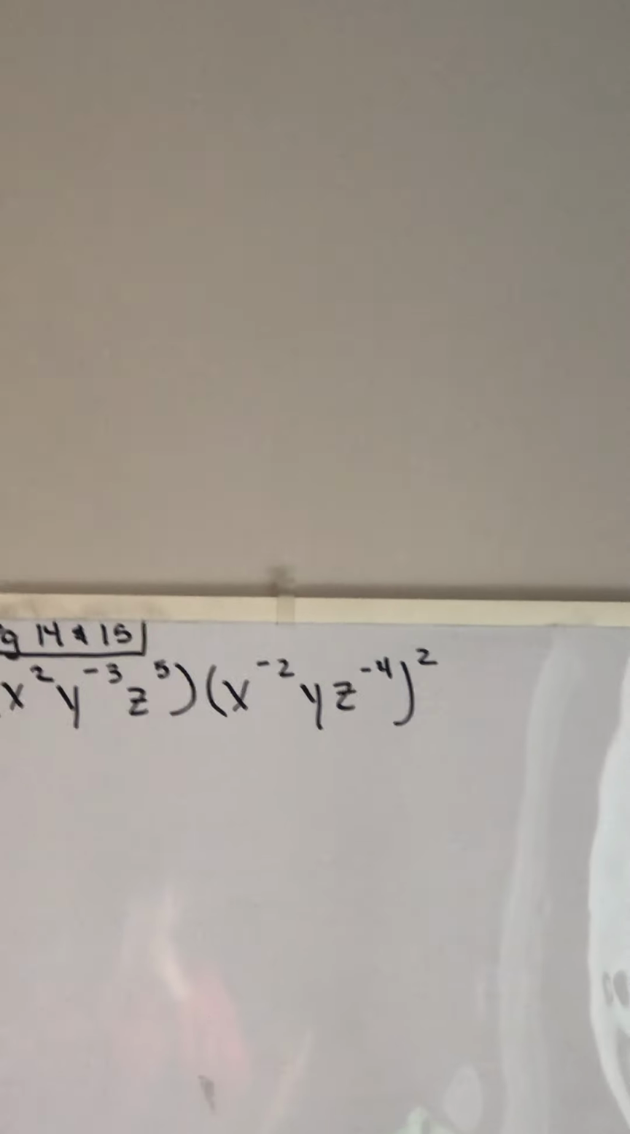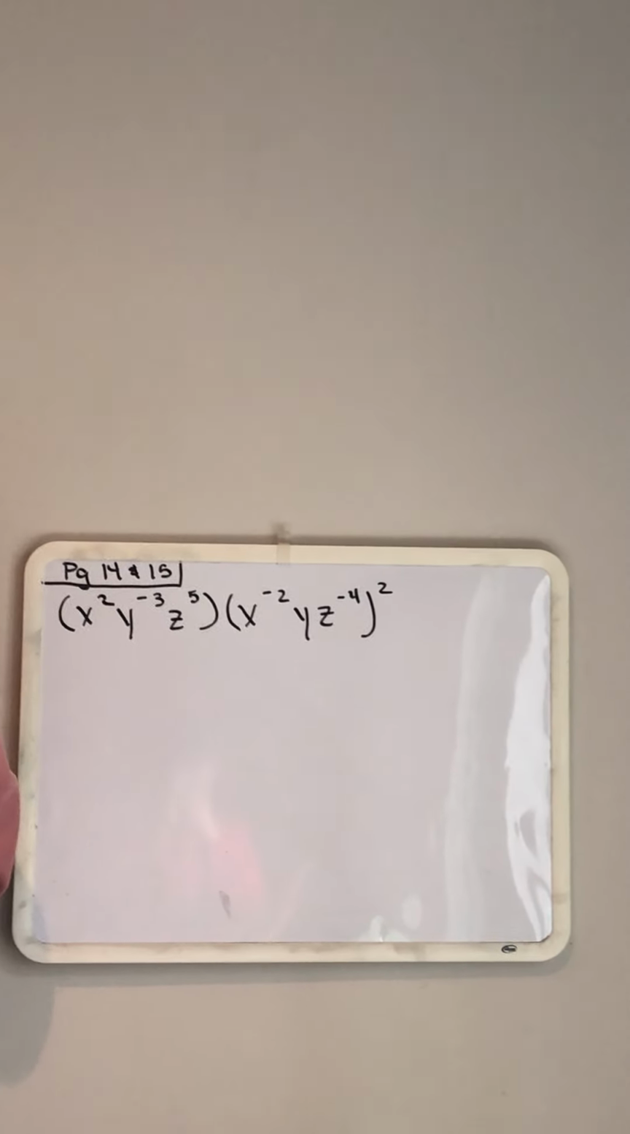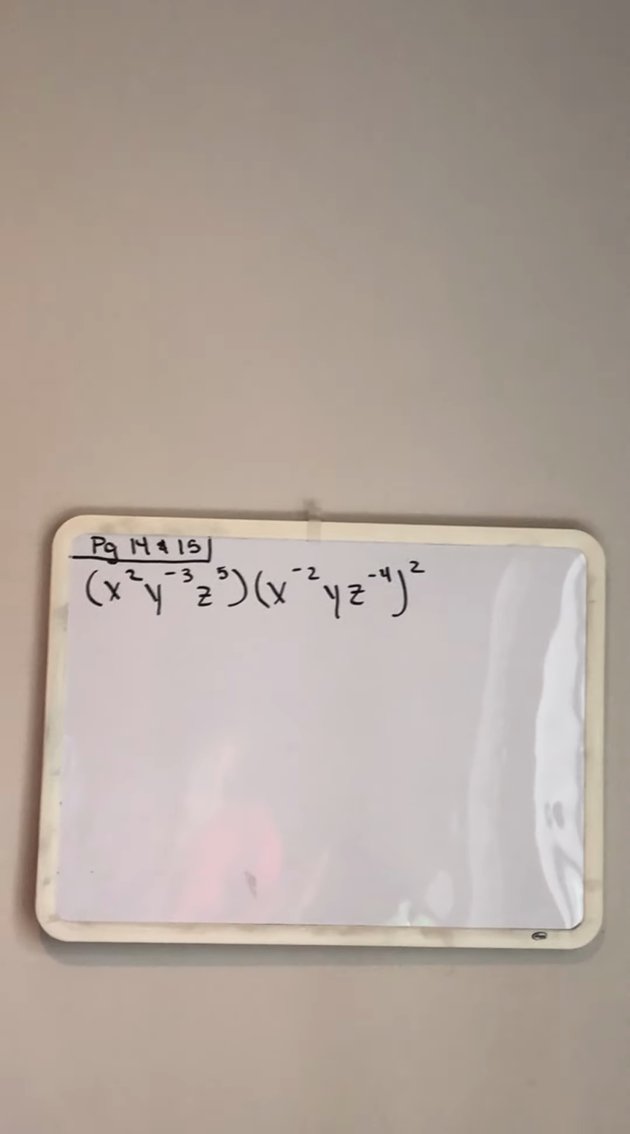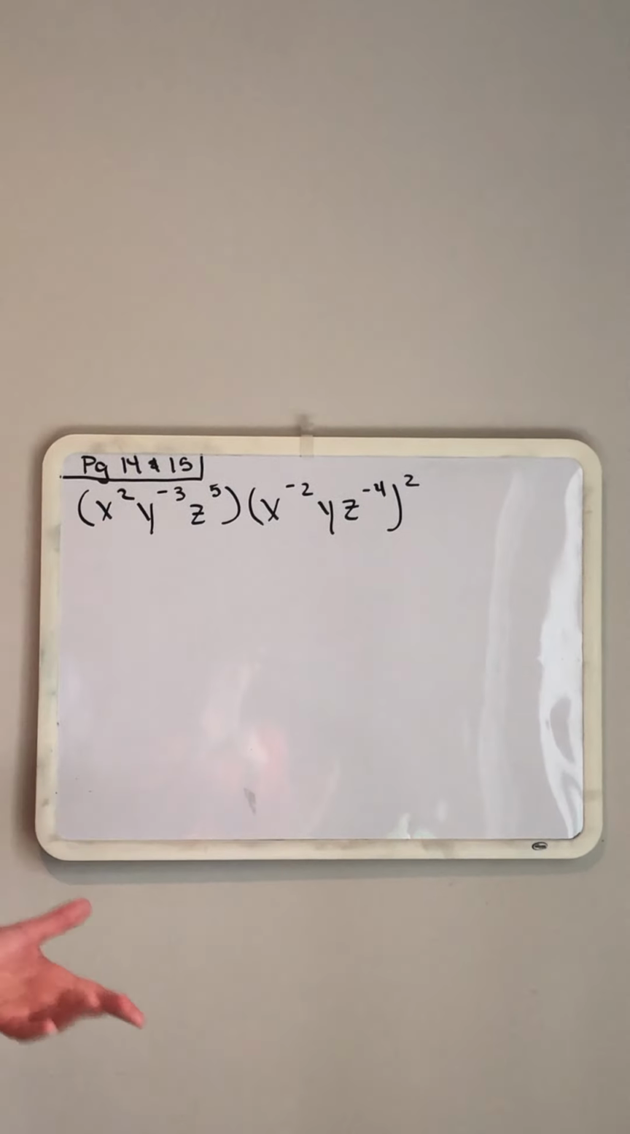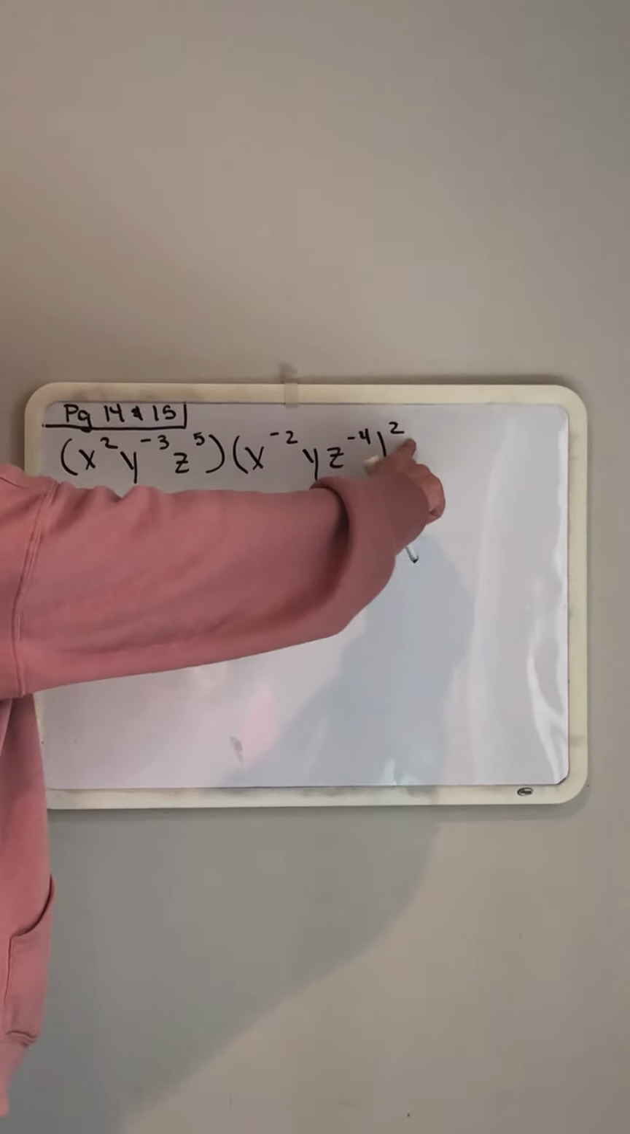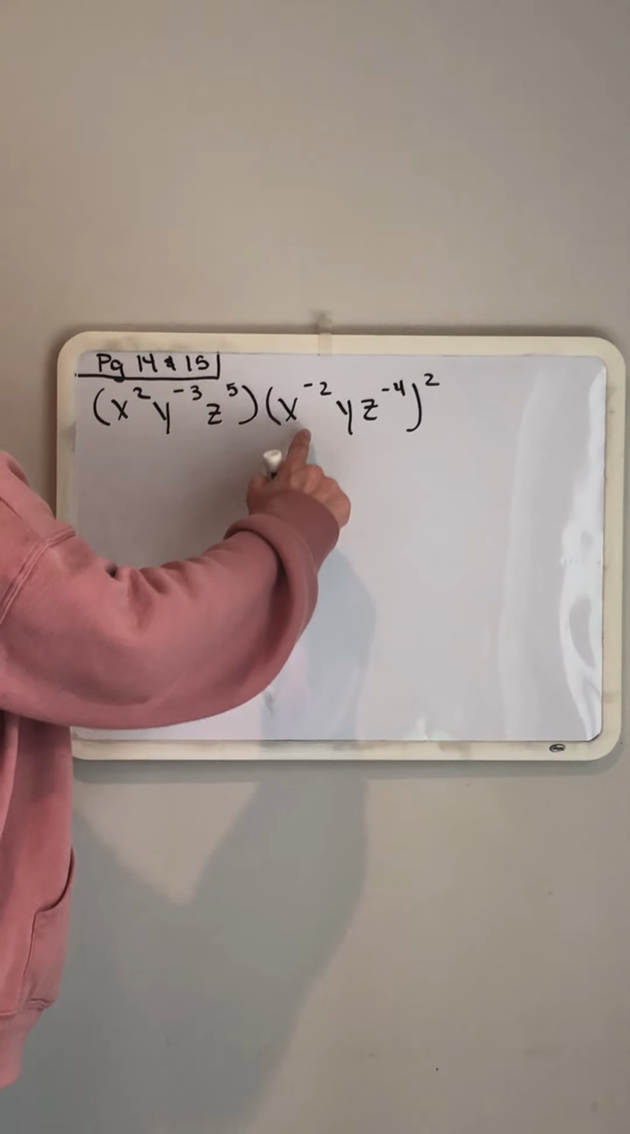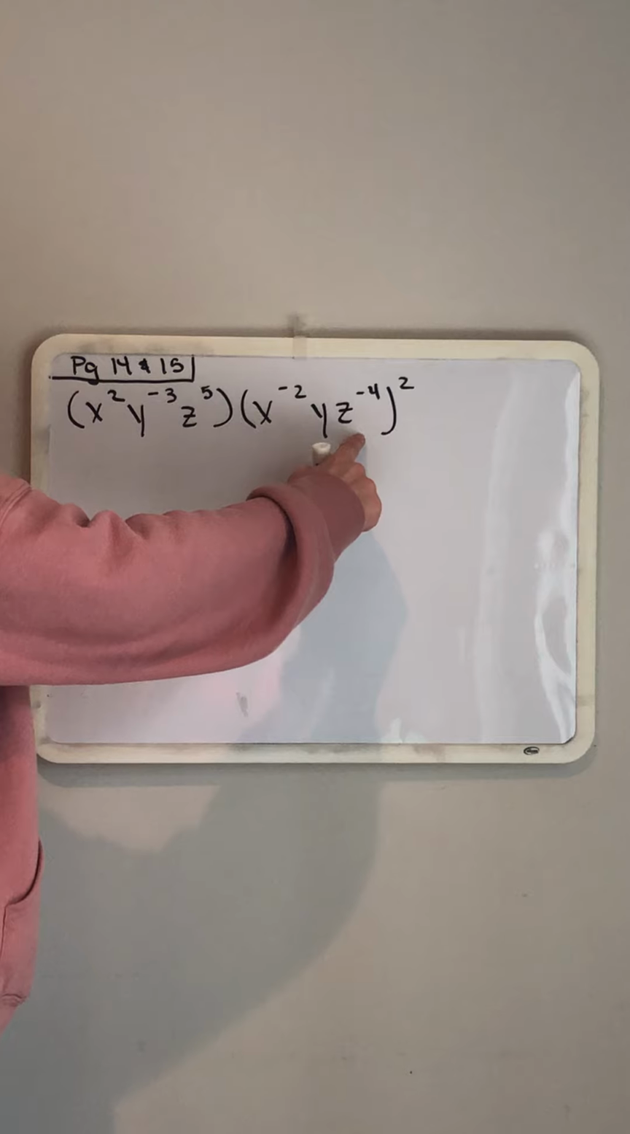Okay. Now, we're on page 14. There's two examples. The first one says simplify the expression. When you go to simplify the expression, the first thing you look for is, is there an exponent outside of a parenthesis? And there is. This one. So this power has to be given to all three of the items in the parenthesis.